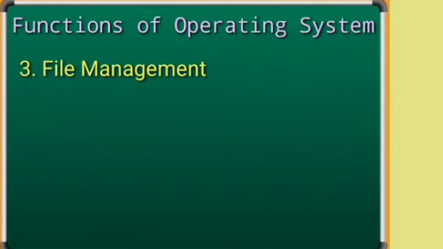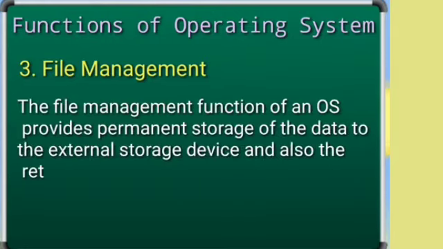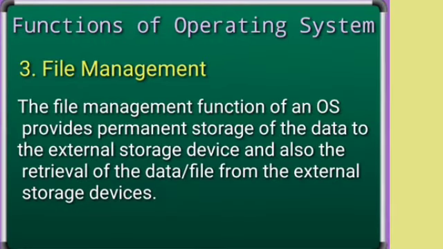The third function of operating system is file management. In this, the operating system provides permanent storage to the file which you are creating on the computer at a particular point of time, or you can say accessing of files from the external storage or saving of files to the external storage. The storing of data and files in an appropriate location is done by the operating system, and whenever you try to retrieve or access those files, the file is provided by the operating system only. So that is the task of the OS.